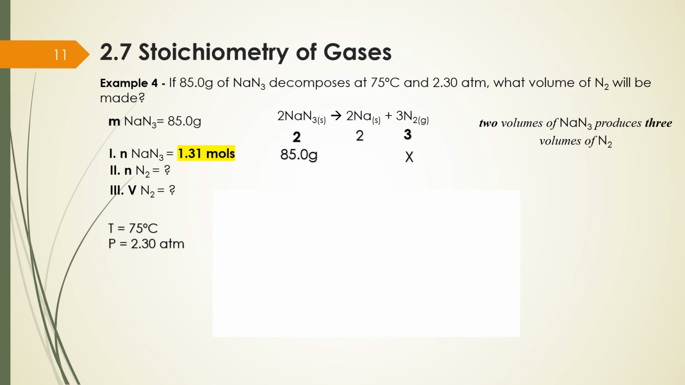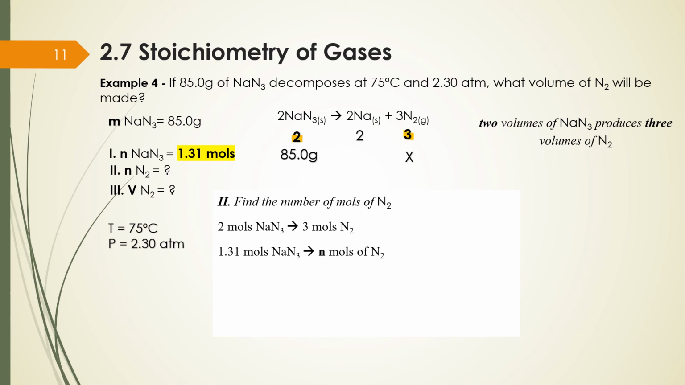What do I do with that? I find the number of moles of N2. So I'm going to calculate the number of moles of N2. From the ratio, I know that from 2 moles of NaN3, I form 3 moles of N2. But I don't have 2 moles. I have 1.31 moles that I calculated before. And I want to know the number of moles of N2. So 2 over 1.31 equals 3 divided by N. So 2N is 3 times 1.31. So N is 3.93 divided by 2.